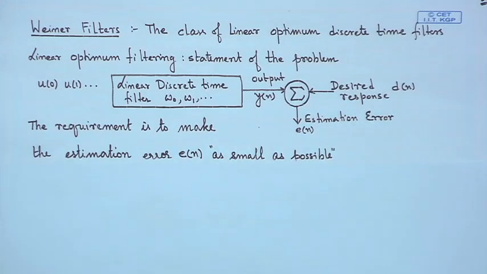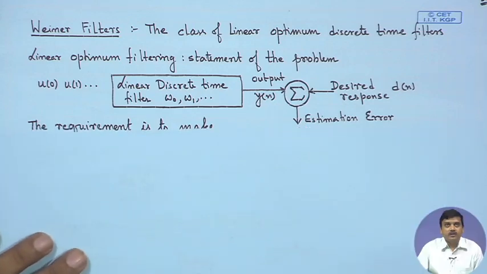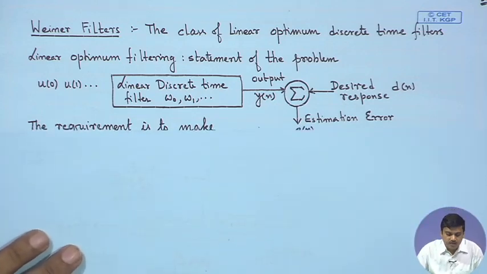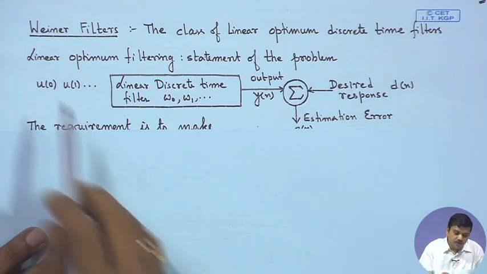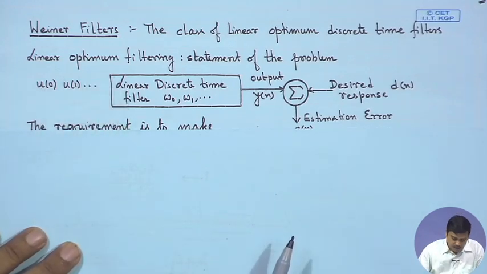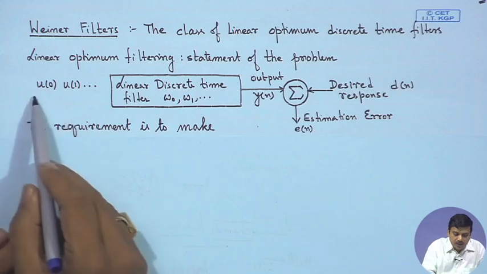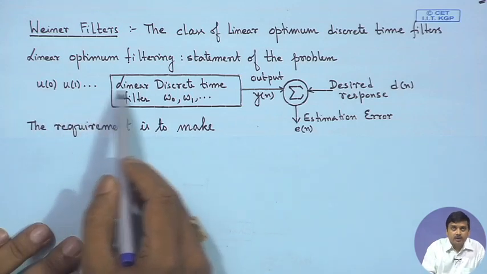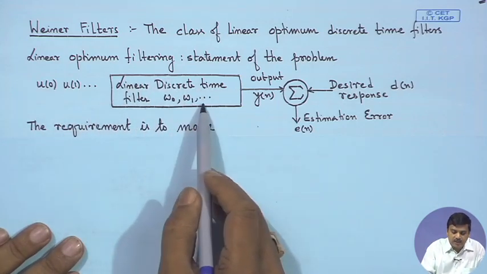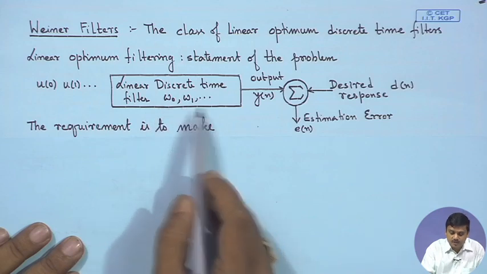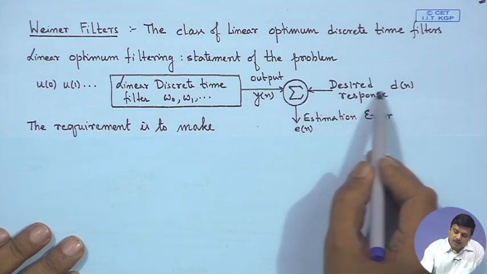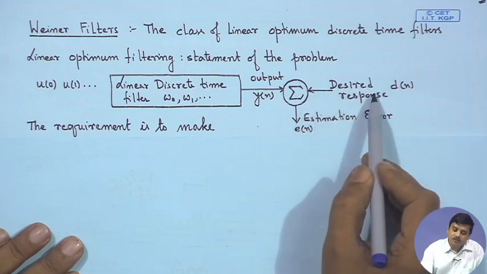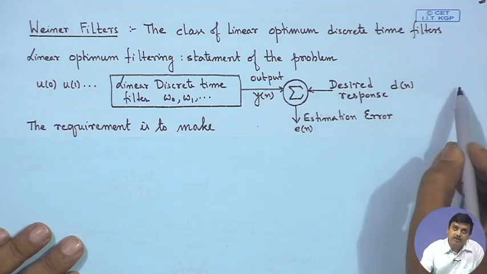So, to discuss channel equalization further, we need to look at the general class of linear optimum discrete time filters, which are known as Wiener filters. In such a model, we have a sequence of input, and there is a linear discrete time filter with weights w. The output produced is y, and there is a desired response. So, we may desire an impulse out of it.